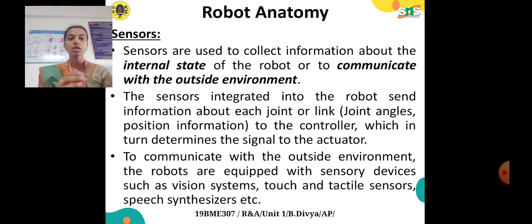Here the vision system is used as the eye, touch and tactile sensors are used for sensing, and the speech synthesizer is used to talk, to communicate with human beings, etc. These are the sensors which are used in robots.